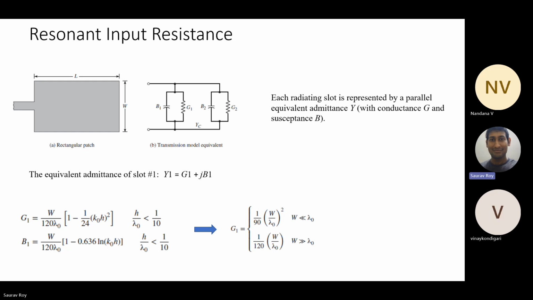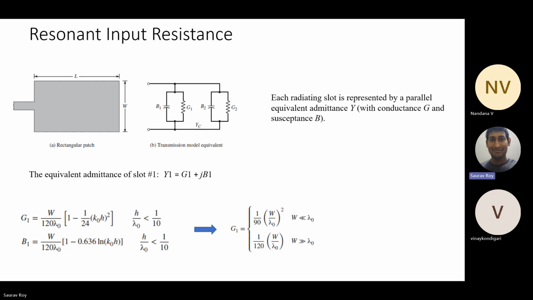So if that is the case, then the equivalent admittance of slot 1, the left side, would be given as Y1 equals G1 plus jB1. This admittance is just a summation of both of them, and similarly for slot 2. Now, how G1 and B1 can be calculated is mentioned in Balanis's book through these formulas. If you know your parameters like h and W, you can calculate them.